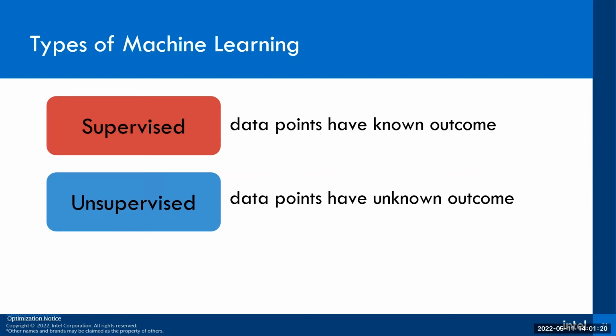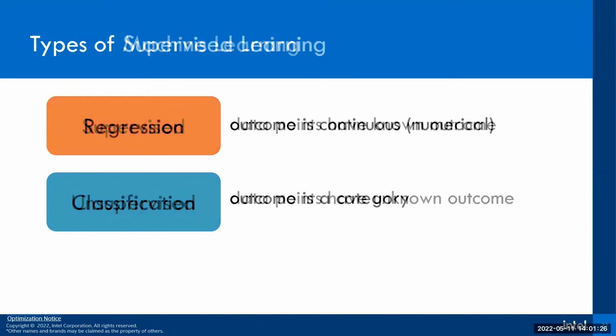And second is unsupervised learning, where for the data points we don't have a known outcome, and we'll also cover this. So supervised learning, where we know the outcome, is divided again into 2 types depending on the type of data that we have.